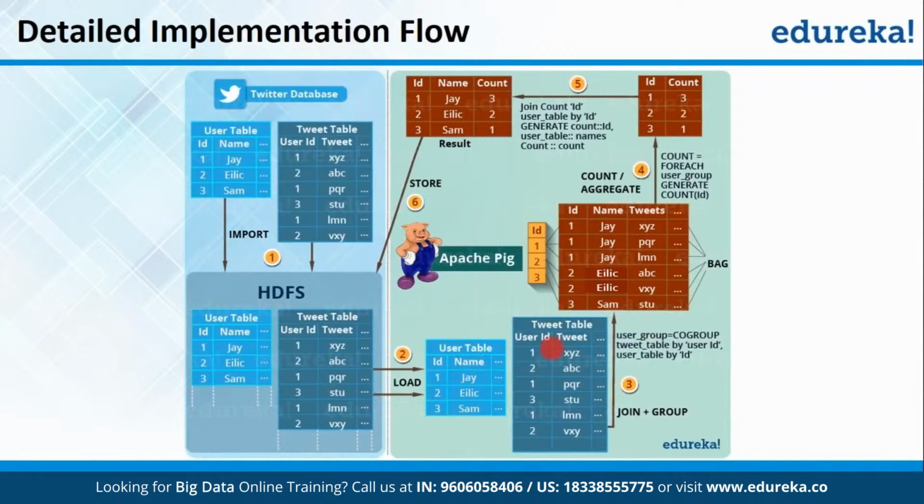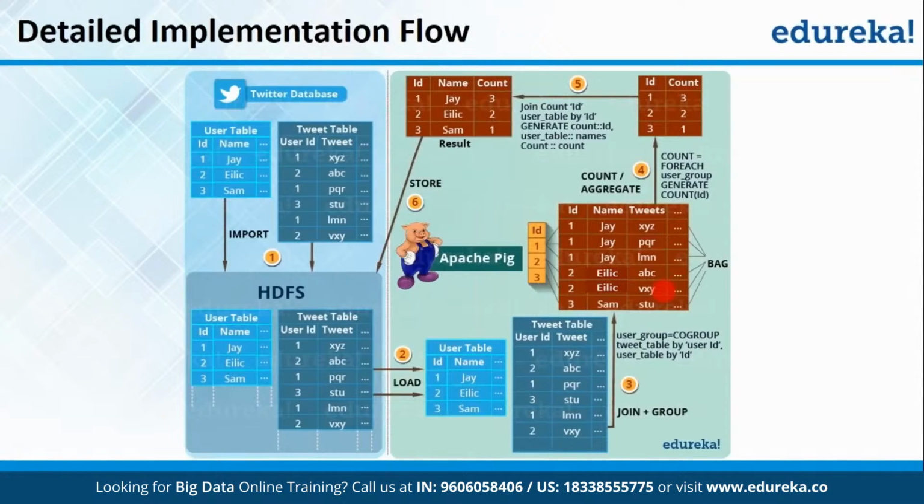One is the user table and the second is the tweet table. Now the third step is, after loading the data into Apache Pig, we are joining plus grouping the tables on the basis of user ID, and this is called co-group in Pig. So after the third step, this is what you receive as a result. In the third step, we actually co-group the two tables.